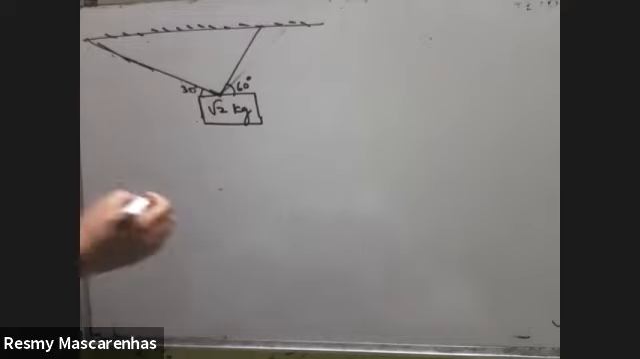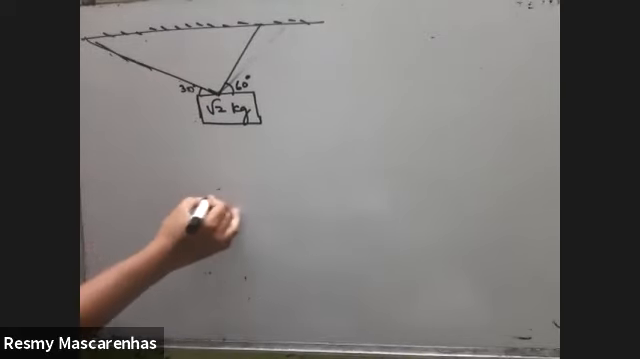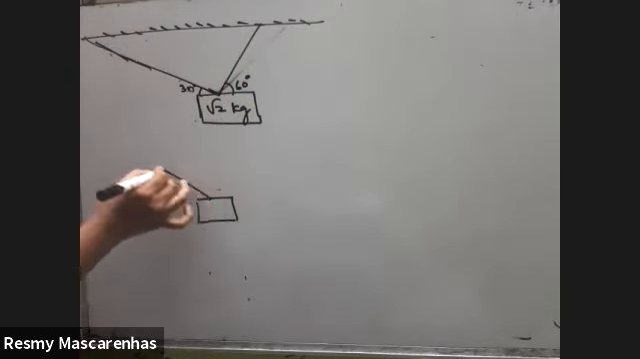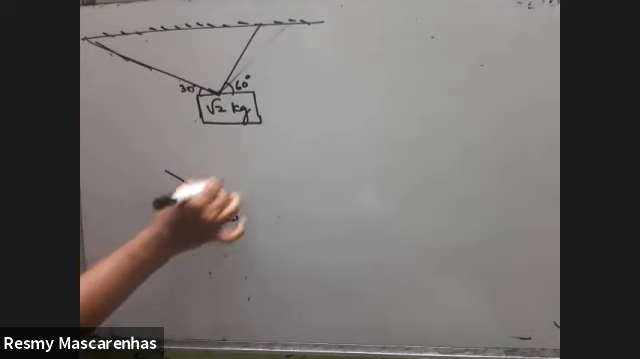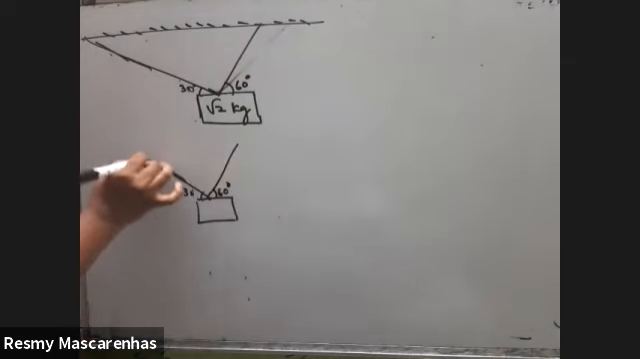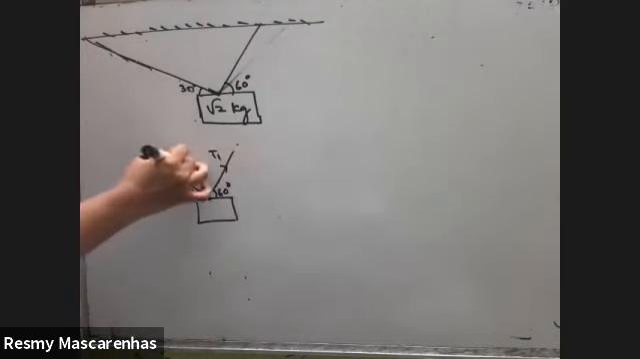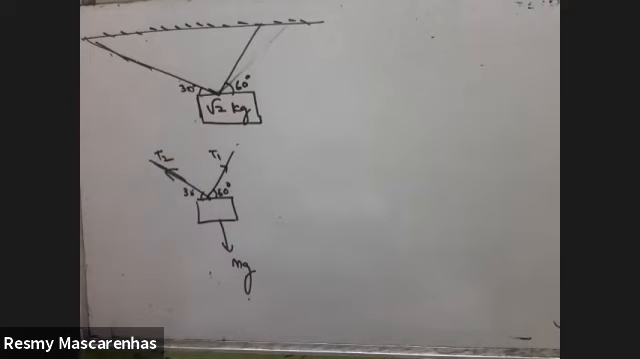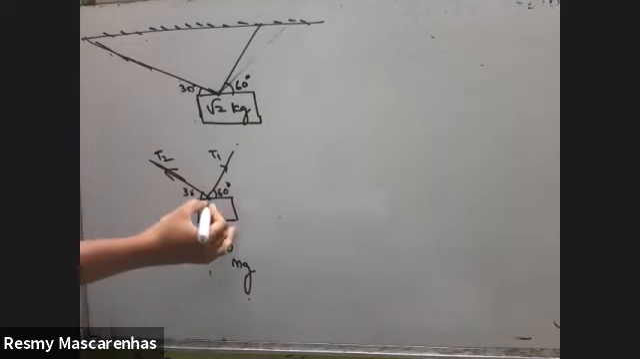Obviously both are inclined, they are not perpendicular. One is like this, 30 degree, one is 60 degree. This you can name it as whichever one, T1. This you can name it as T2. There will be MG. This one is root 2 kg.